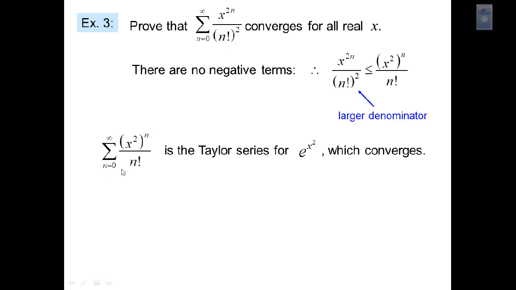Now, this over here is nothing more than the Taylor series for e to the x squared, which we know converges. How do we know it converges? Well, it converges for any value of x, it's going to converge to e to the x squared. Whatever x is. If x is 4 here, it's going to converge to e to the 16th power. So it's going to converge for all values of x.